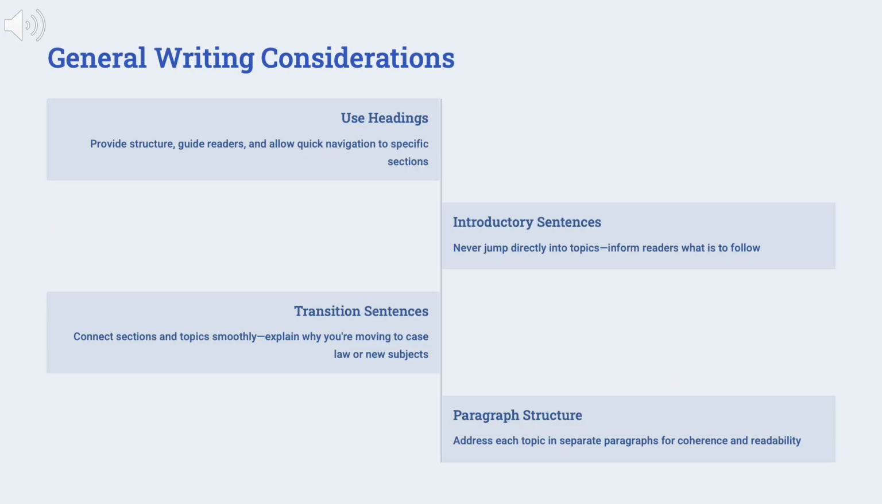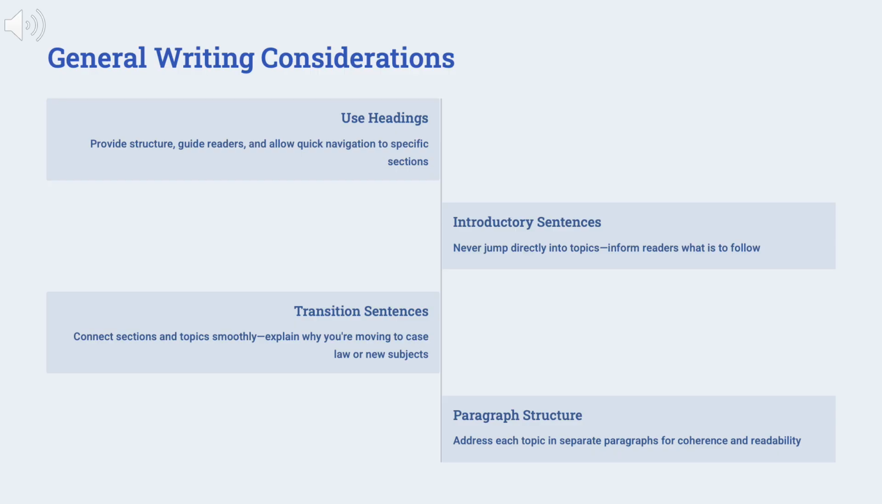Several general writing considerations apply throughout the office legal memorandum, and distinguish professional legal writing from other forms of written communication. Four of these considerations deserve particular attention. The first is the use of headings. Headings provide structure, guide the reader through the document, and allow quick navigation to specific sections. In a longer or more complex memo, headings are essential to readability.